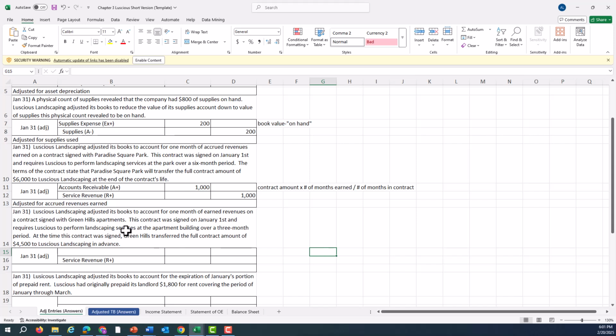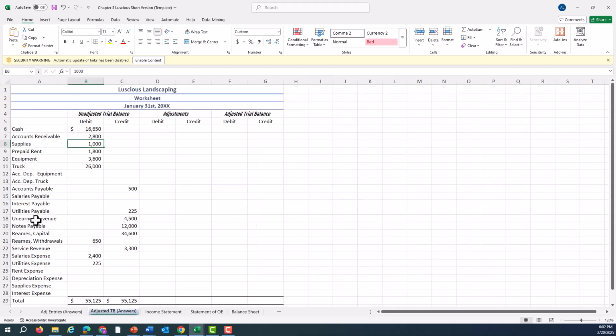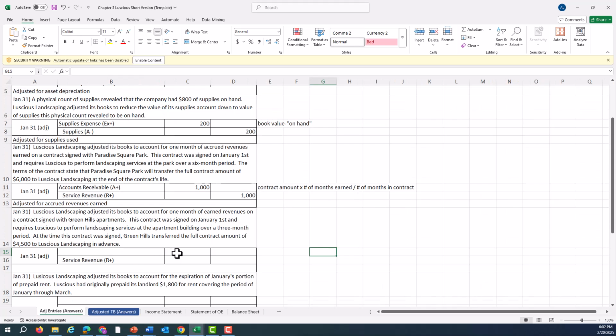What we have done in the first place when we put this on the books, well, at the time that we got $4,500 in payment in advance from Green Hills Apartment and had not done anything for them yet, we had to have something to help us balance out our journal entry when we put that cash on the books, and that something would have been unearned revenue. Well, now, not all of that revenue is unearned. We've earned some of that revenue.